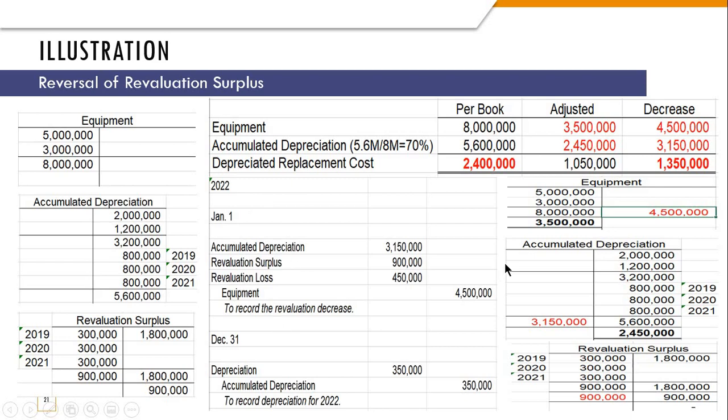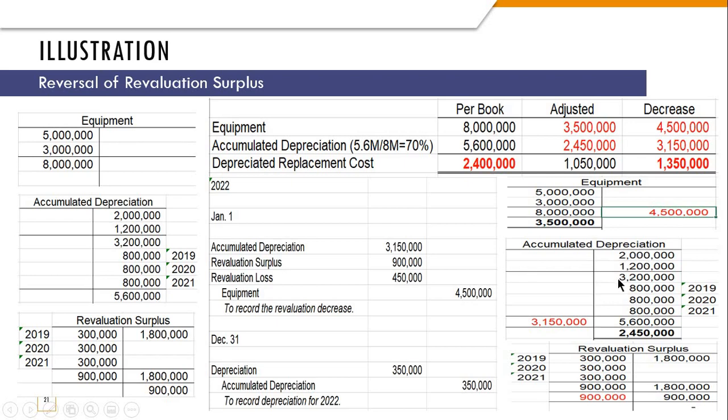But of course, tingnan muna natin yung T-account ng equipment. Di ba yung equipment may 5 million yung cost? Nadagdagan ng 3 million dahil nag-revalue tayo on January 1, 2018, so naging 8 million. Tapos may revaluation decrease na 4.5 million. So there should be a balance of the equipment na 3.5 million. So yung balance ng equipment natin, nag-credit tayo dito ng equipment for 4.5 million due to this one. Okay? 4.5 million.